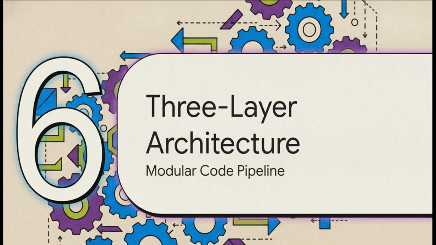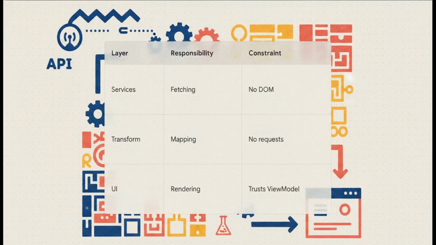Finally, Section 6, the 3-layer architecture. Let's put the whole shebang together. What's really interesting here is how we combine all these techniques into a fully modular codebase. Breaking monolithic functions into these 3 clean layers is the mark of a pro.